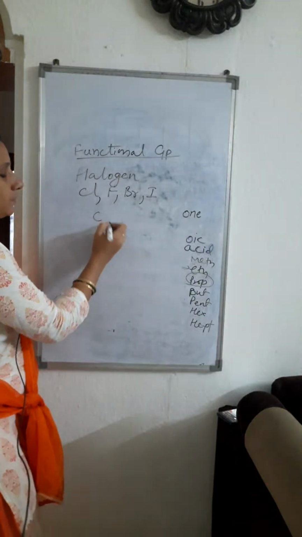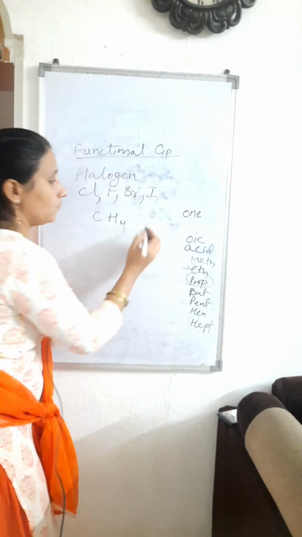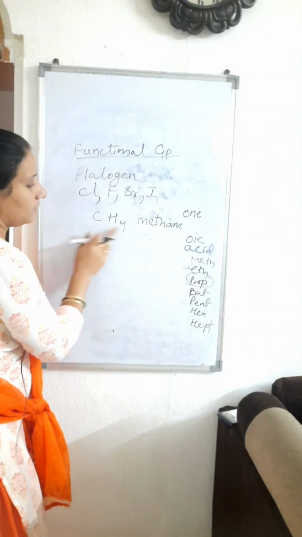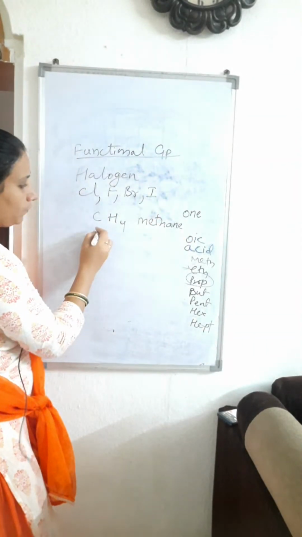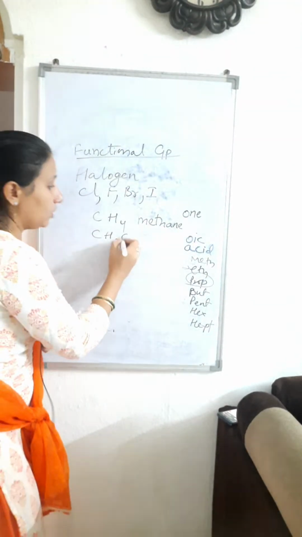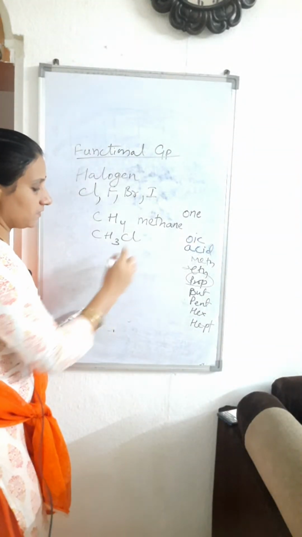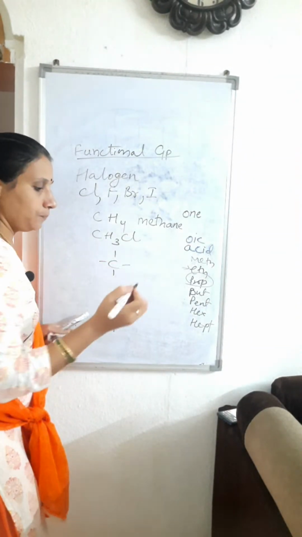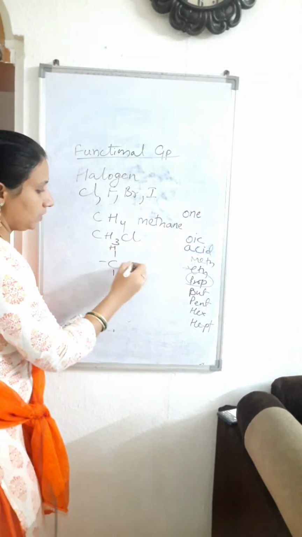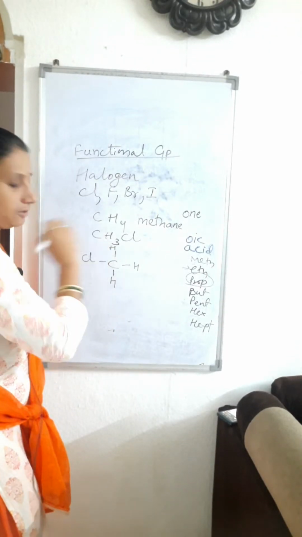Like if suppose CH4, one carbon is there, so we call it methane. Suppose I remove one hydrogen out of that. So instead of 4, I take 3 hydrogens and one chlorine is added. Carbon will get satisfied with 4 elements, like carbon's valency is 4. It has to get satisfied with 4 different elements. Now here 3 hydrogens got attached as CH3 is there, and 1 Cl.